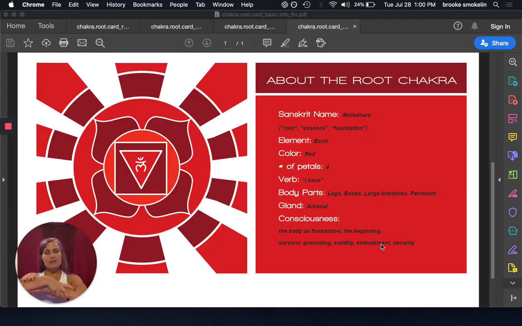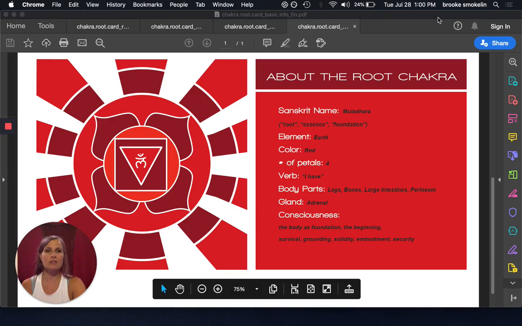Solidity: this is about as solid as you get. Other aspects of consciousness that we explore are less so. This, again, is what we have at the root chakra. This sense of embodiment, that we are embodying this form, that there is energy and substance that fills up this physical form. And also this sense of security, this belonging to this body.